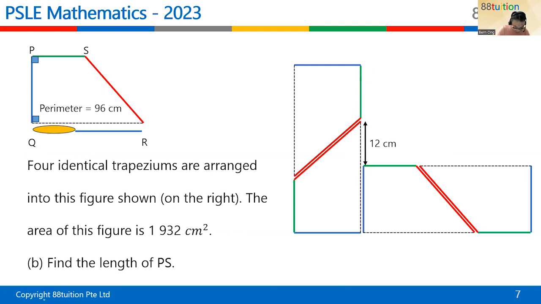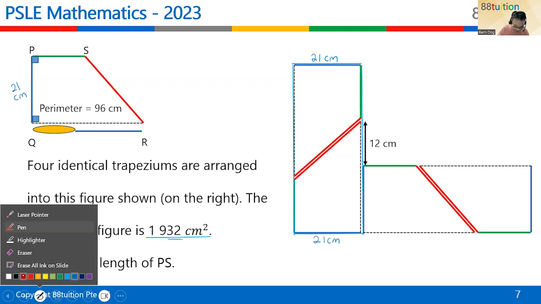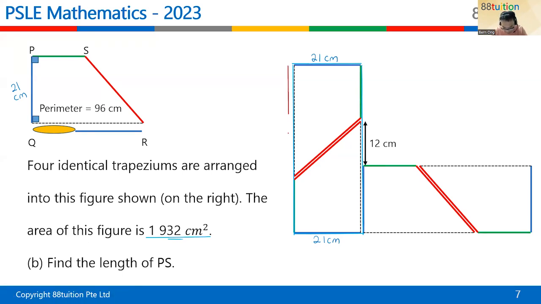All right, I see that 1932 actually represents what? These 4 trapezium, right? But can you see that 2 of the trapezium make up a what? Oh, very good. You can see that it makes up a rectangle. And do you know what PQ is? PQ was 21 centimeter, right? So this is 21 centimeter. This is 21 centimeter, which means can you easily find this dark red over here? Can? I think you have a chance.